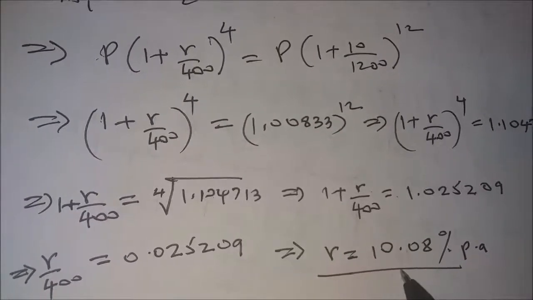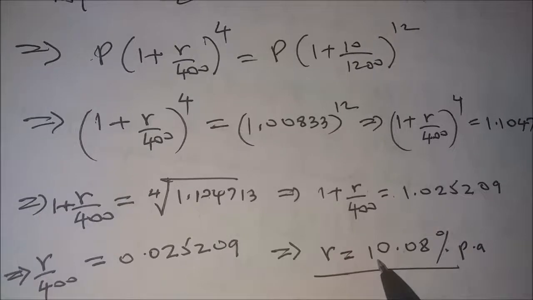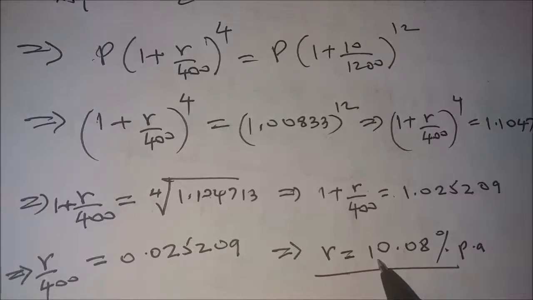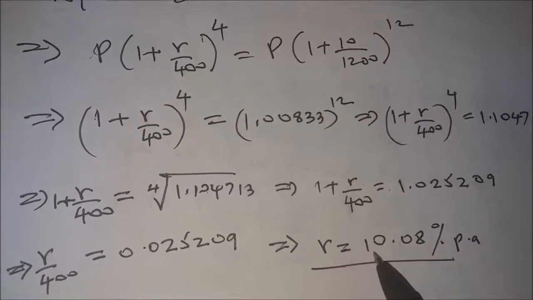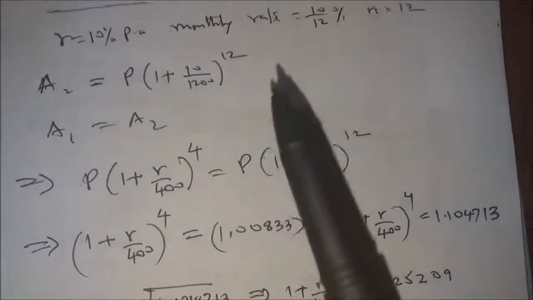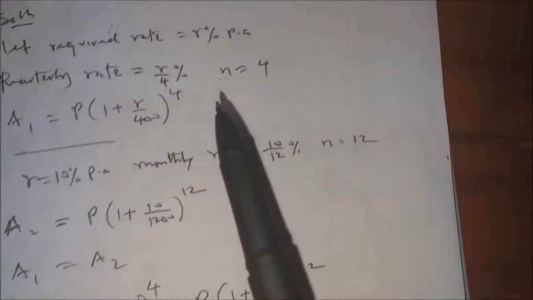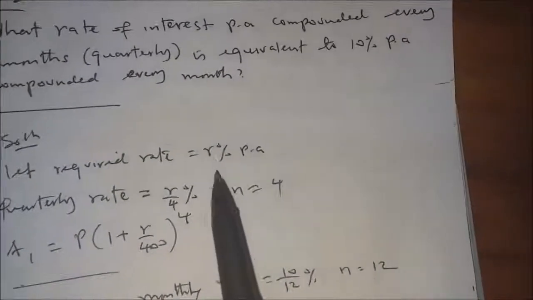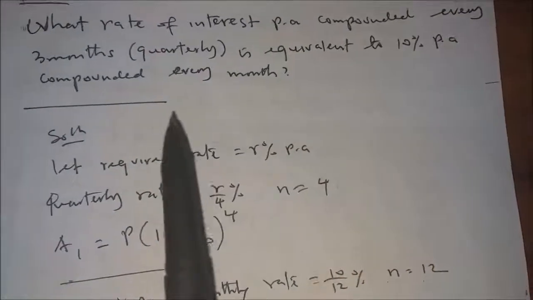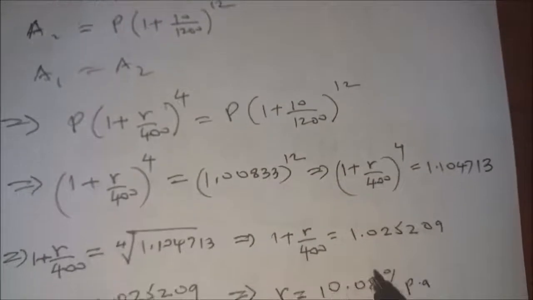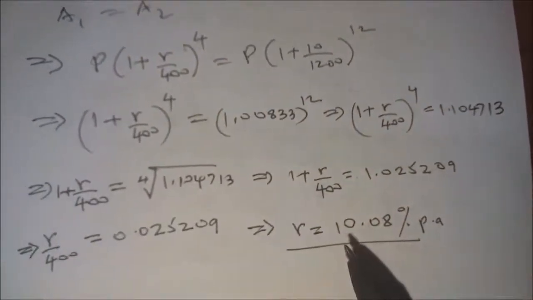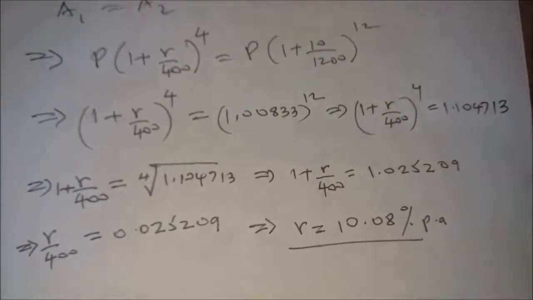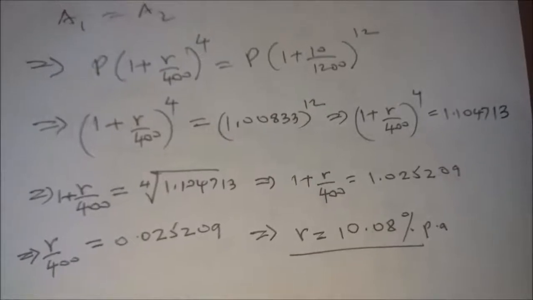What does this mean? 10.08% per annum compounded every 3 months will be the same as 10% per annum compounded every month. So this is the rate of interest which is equivalent to 10% per annum compounded monthly.